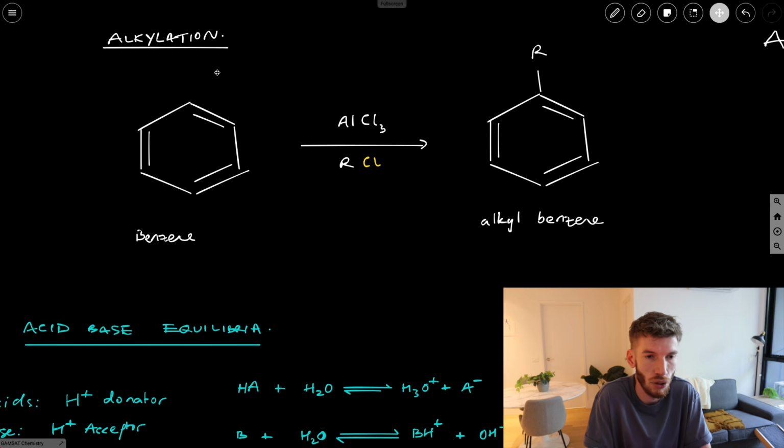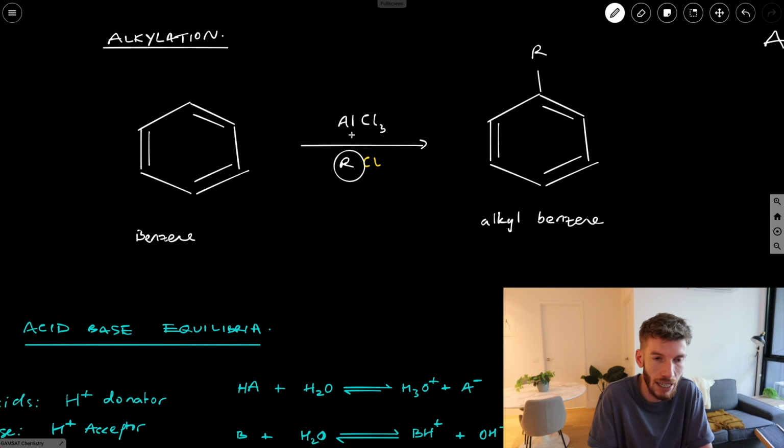The basics of it is you're adding an alkyl group, so a carbon chain of some sort, to an existing carbon compound. So they usually do benzene rings, and then you use aluminium trichloride as your catalyst, along with an alkyl group, which we'll call R, to a halogen, like a chlorine.